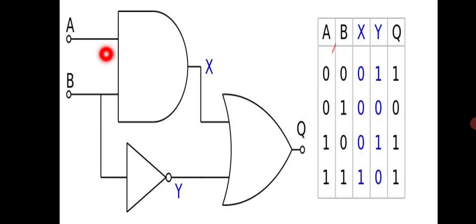When A is 1 and B is 0, X will be 0. When B is 0, Y will be 1. A 0 and a 1 will produce a 1 here. When A is 1, B is 1, X will be 1 over here. When B is 1, Y will be 0. Then a 1 and a 0 will produce a 1. So we have combined these three types of gates together to produce this possible outcome.